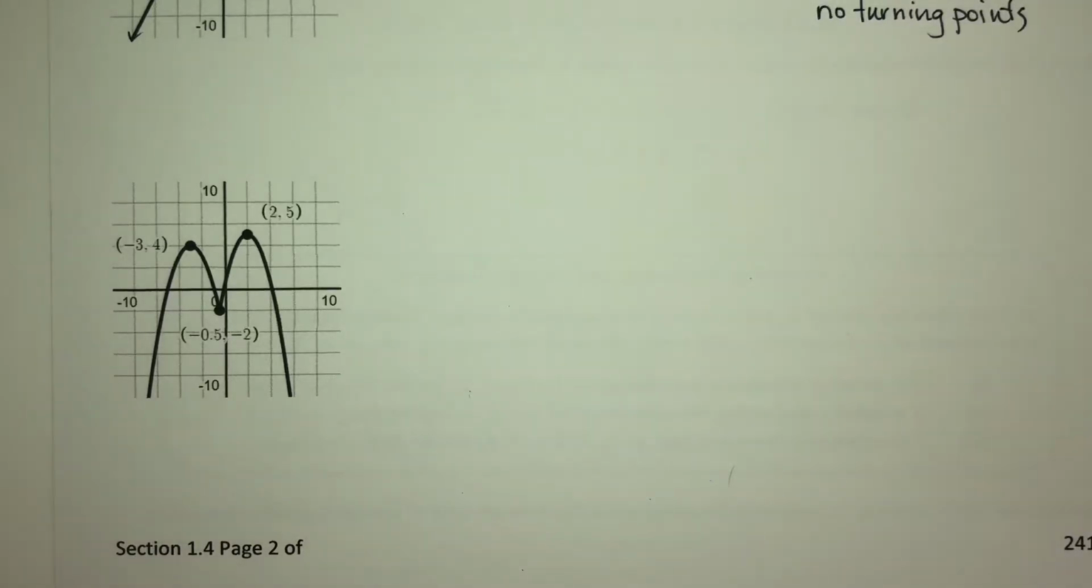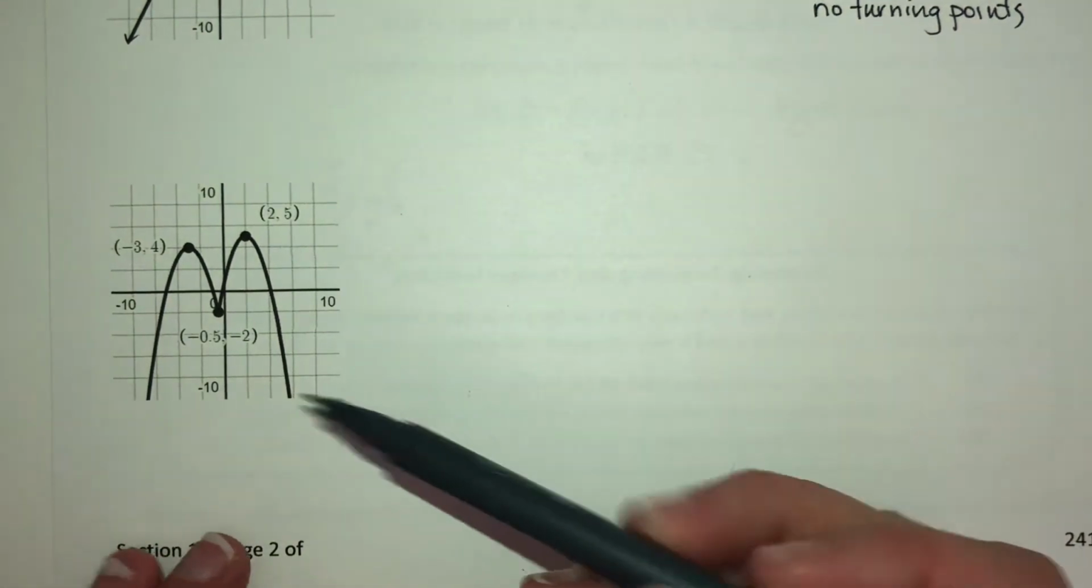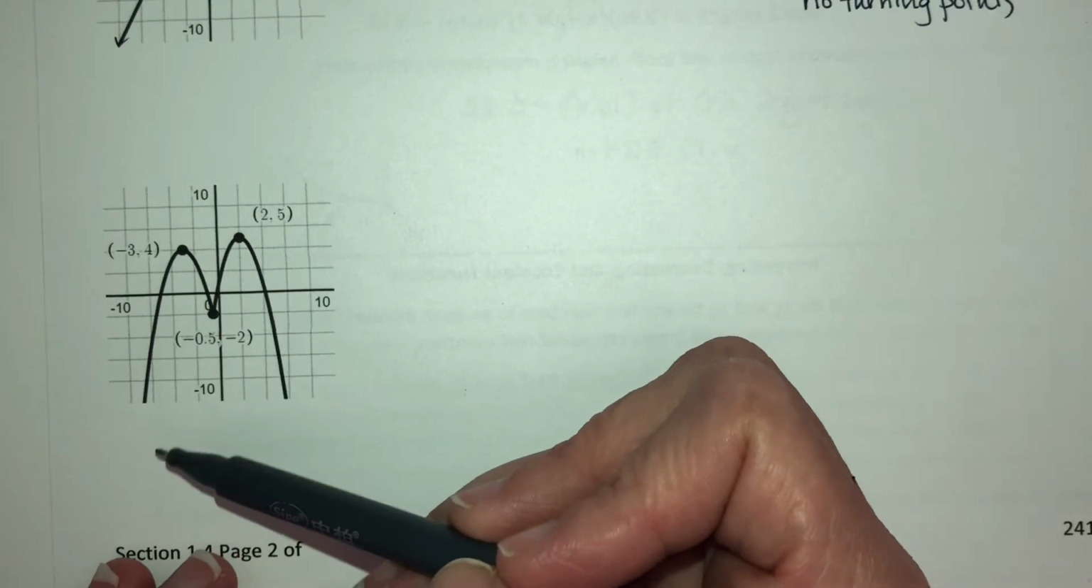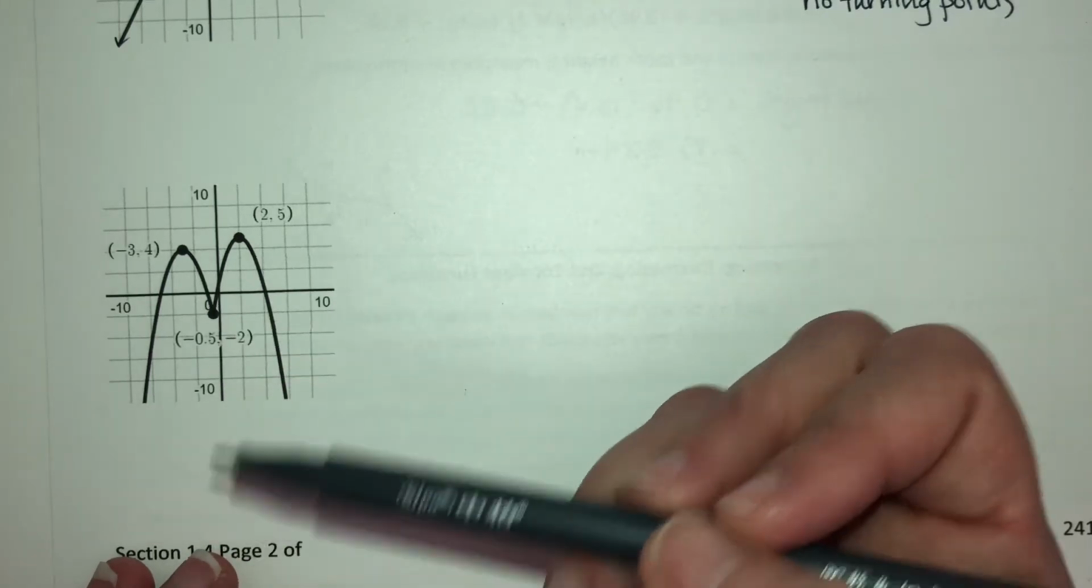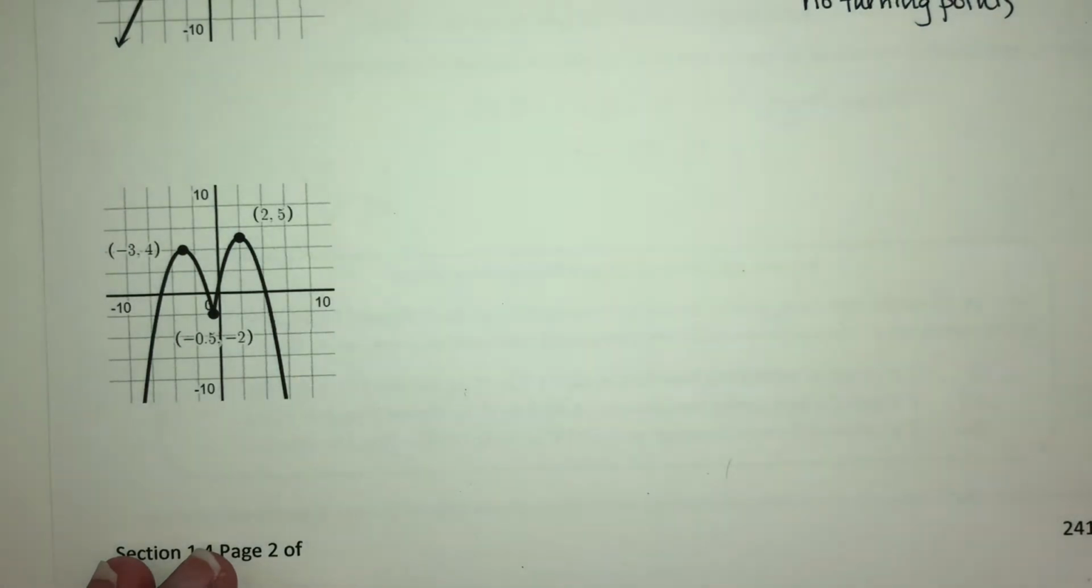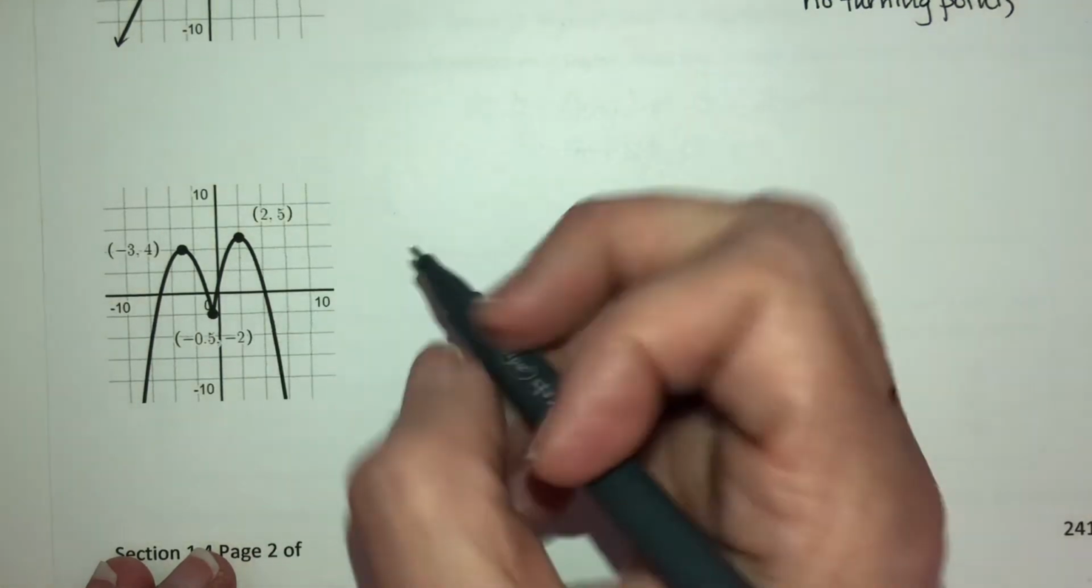This is part 2 of section 1.4. Continuing on, we would like to look at this graph and determine the intervals on which it is increasing, decreasing, constant, and to identify any local relative maximum or minima and turning points.